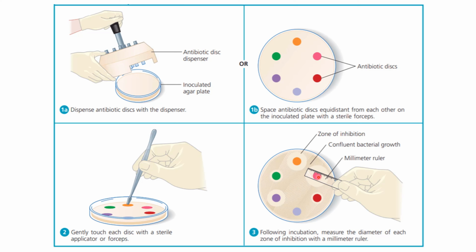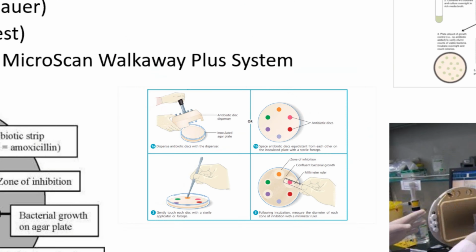So we can measure the zone of inhibition. You can see this is a circle. They can measure the diameter of this zone, because as you can see, some of them have a smaller diameter, others have a larger diameter. The larger the diameter, the more active the antibiotic is. We'll talk about how to interpret this zone of inhibition shortly. And of course, if the organism grows through the disc, that means it is completely resistant to that antibiotic.